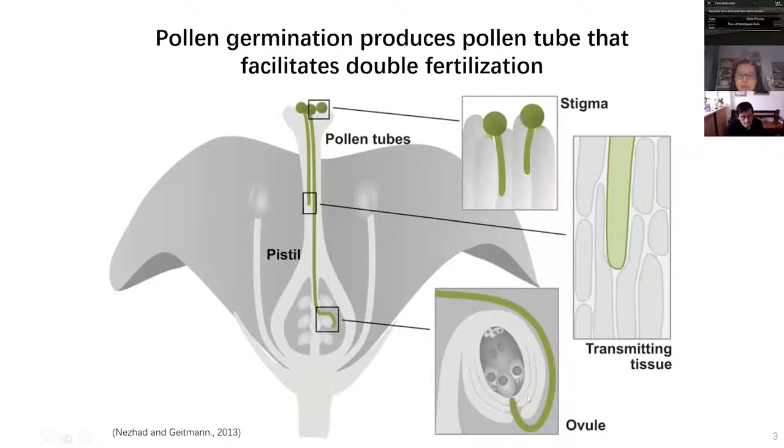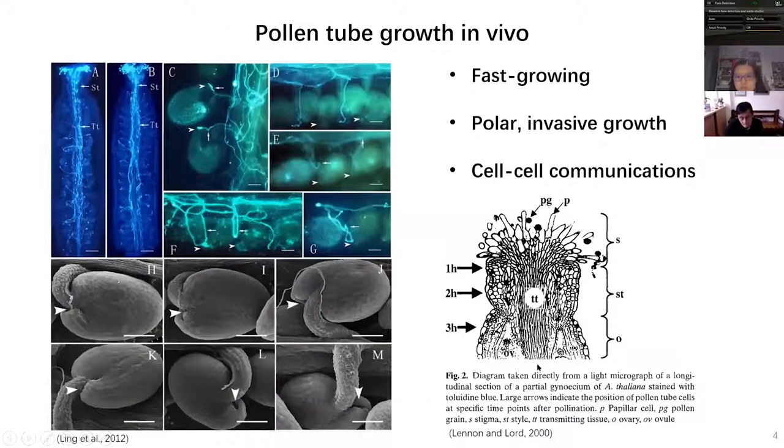A growing pollen tube is a typical polar growing cell because it continuously senses the female guidance signal to grow towards the ovule. Although it has to penetrate the long female floral organ, it still has an amazing growing speed. In Arabidopsis, fertilization can happen within 4 hours.